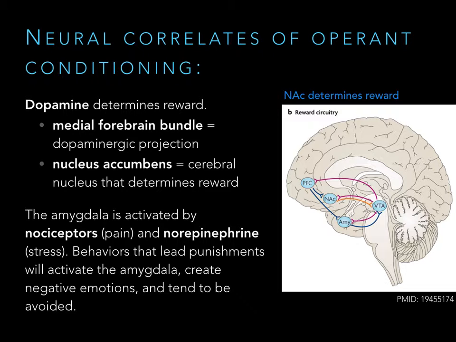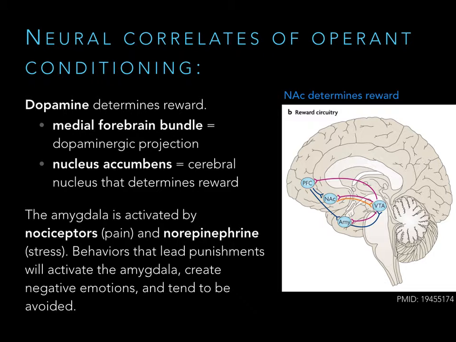Now, what about those punishments? Well, obviously this is going to go back to the amygdala. Negative emotions, it's all about the amygdala. When you receive pain, when you get shocked, this activates nociceptors, those pain-sensing neurons that we discussed previously. Those nociceptors are going to activate the amygdala. So is stress. So anything that leads to pain or stress, worry, things of that nature, the nociceptors and the norepinephrine and the stress response, those are going to activate the amygdala.